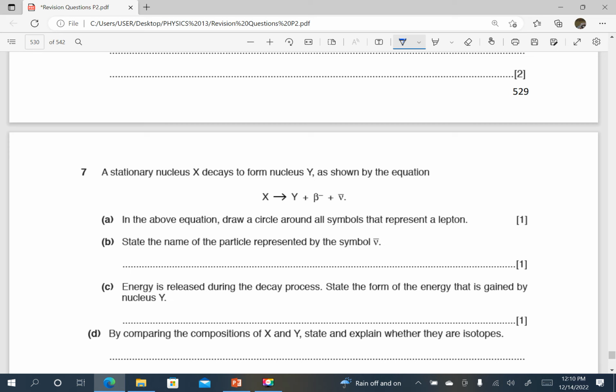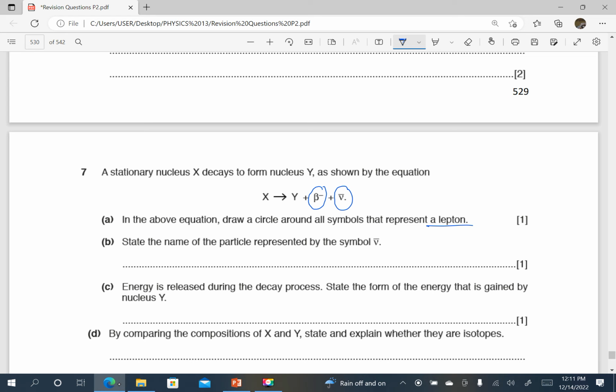A stationary nucleus X decays to form nucleus Y, as shown by that equation. In the above equation, draw a circle around all symbols that represent a lepton. Of course, leptons are fundamental particles which are not broken down any further. So this is beta minus. Beta minus is an electron. An electron is a fundamental particle. It is a lepton. And this is the antineutrino. An antineutrino is also a lepton, so we circle those two.